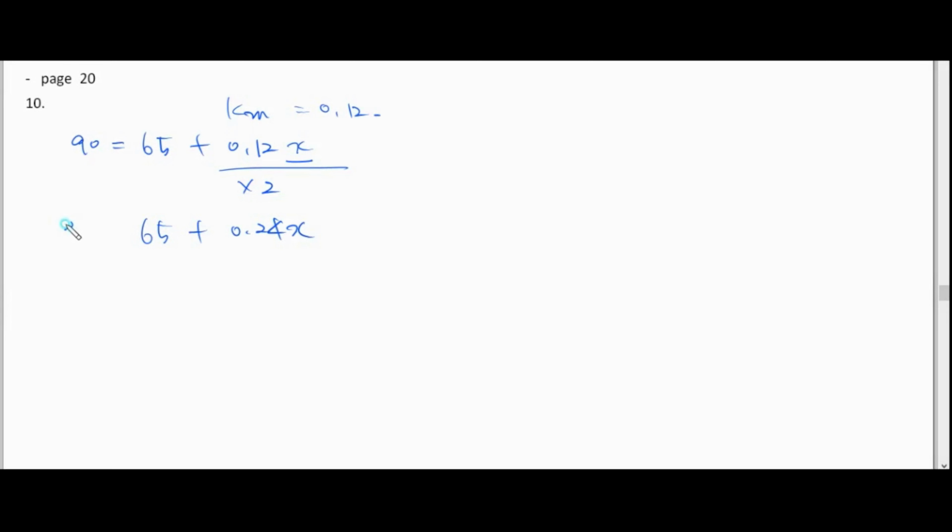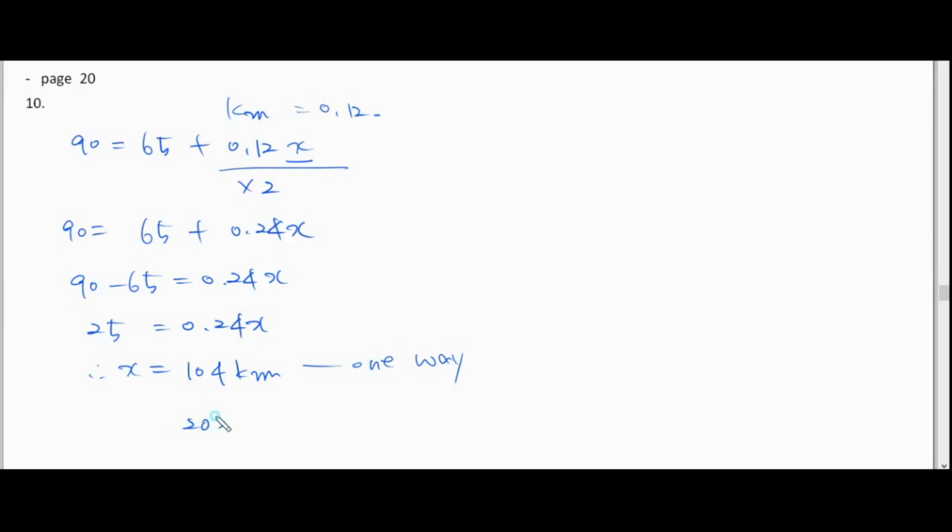So 90 here. If we calculate this, it will be 90 minus 65 equals 0.24x. And this will be 25 equals 0.24x. And here, x equals 104 kilometers. But because this is just one way, we should multiply by 2 to make it a return trip. So it'll be 208 kilometers.